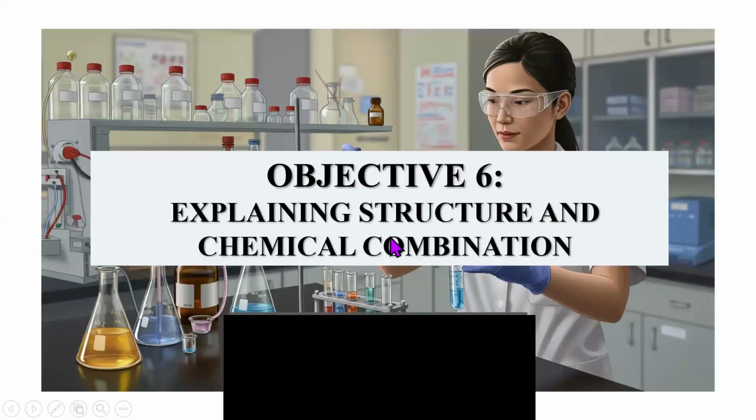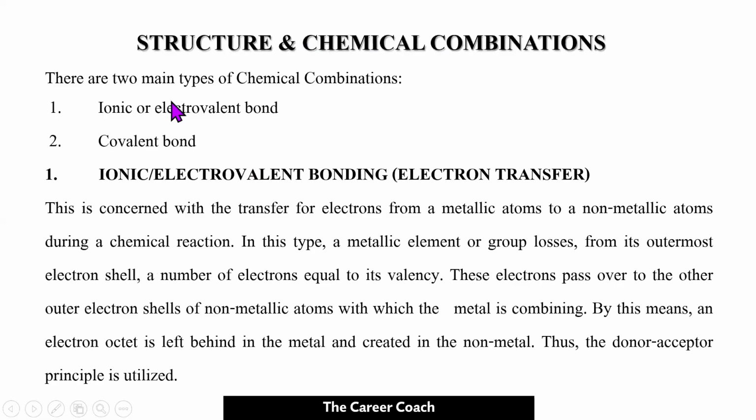Objective number 6: we want to explain the structure and chemical combination of elements. There are 2 main chemical combinations which we'll discuss. There are more, but for nursing practice, we'll discuss just 2. The first one is ionic or electrovalent bond, and the second one is covalent bond. Ionic bond or electrovalent bond is called electron transfer bonding.